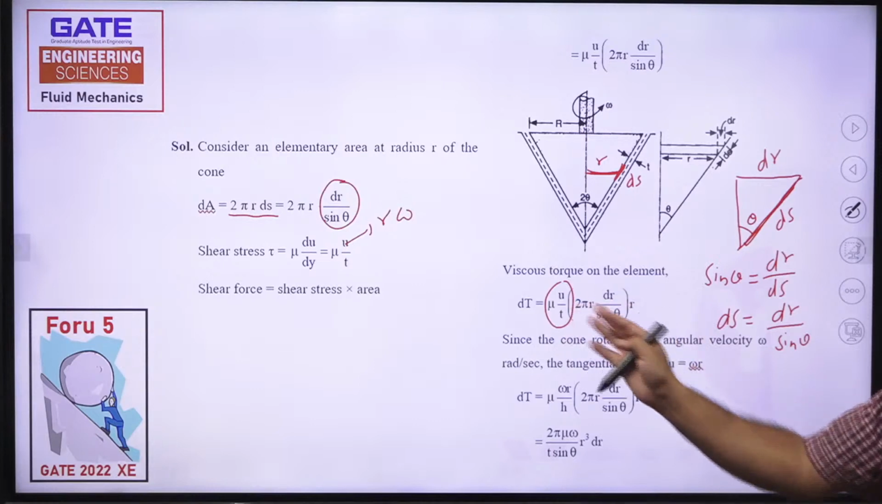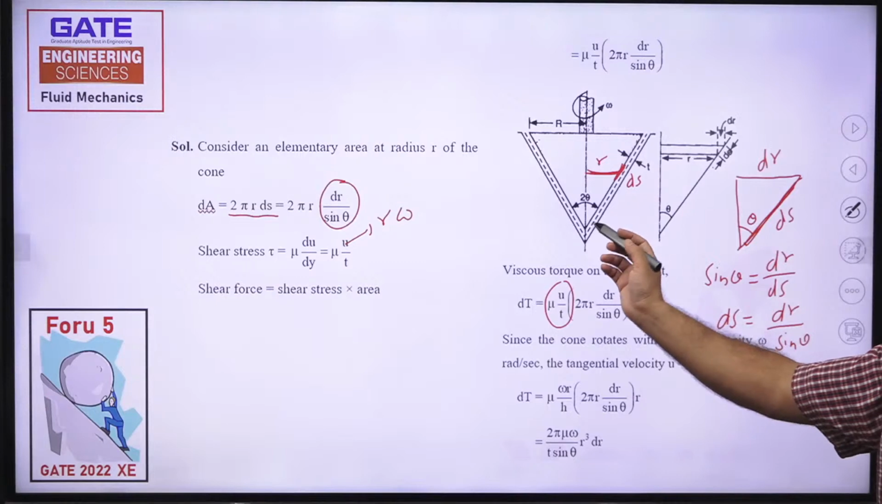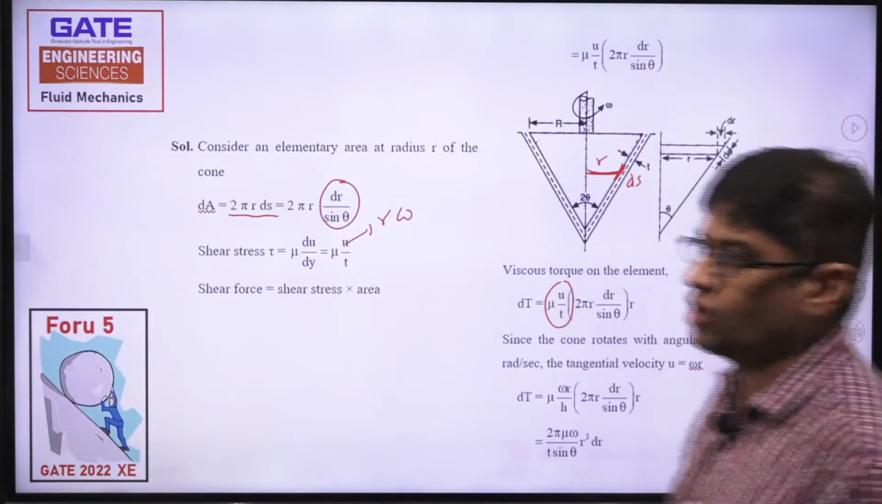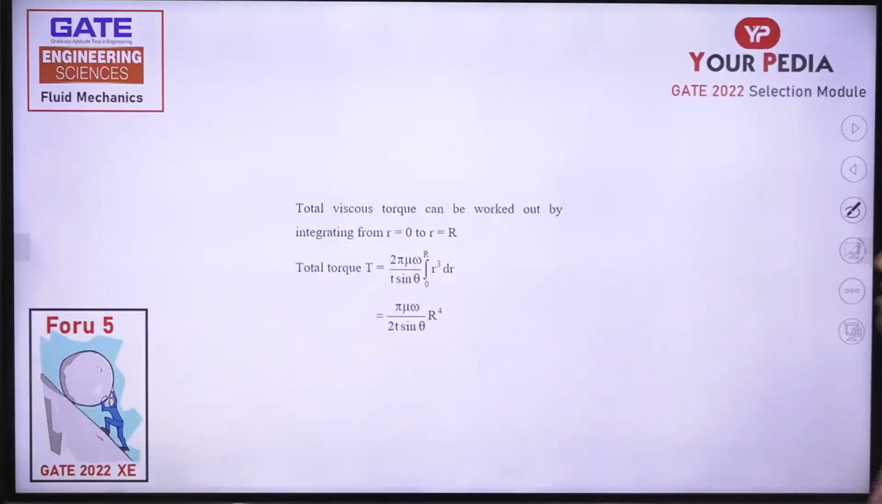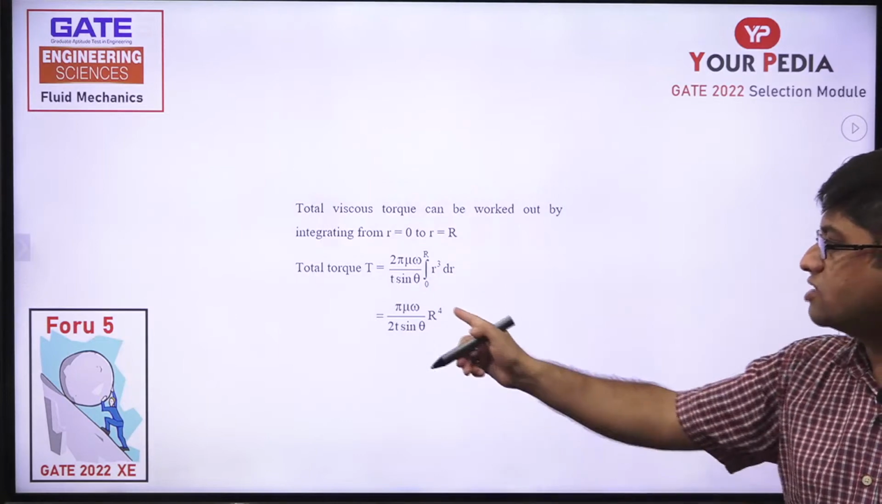So as you can see, this entire expression is now in the form of r, and if I integrate it, then I need to integrate it from r is equal to 0 to r is equal to capital R. So this is the expression of torque which I've got, and now if I integrate it, I get the total integration from r is equal to 0 to r is equal to capital R, and this is how the torque is obtained.